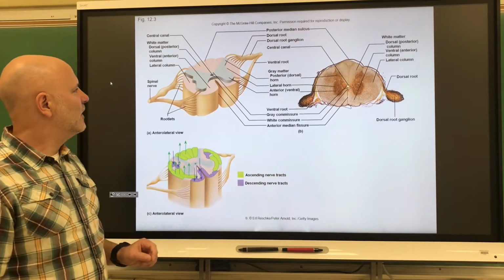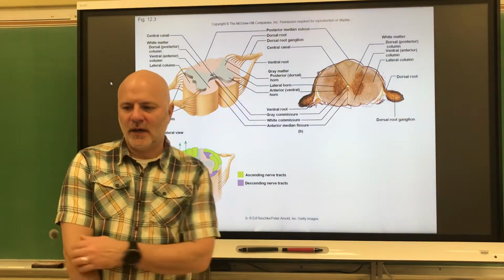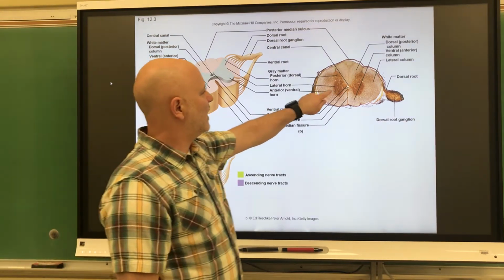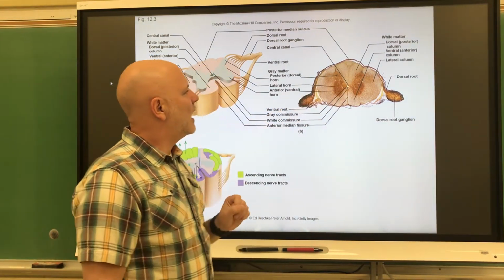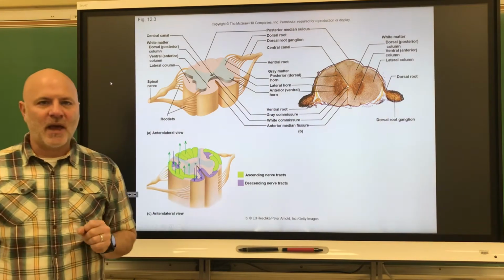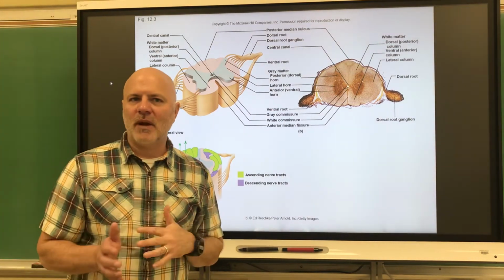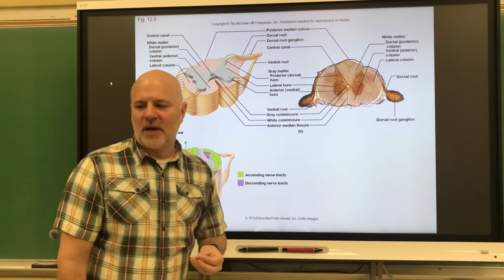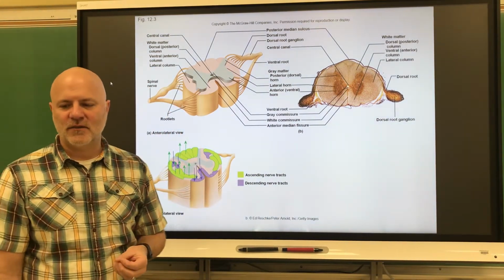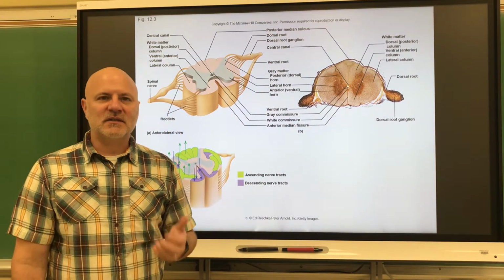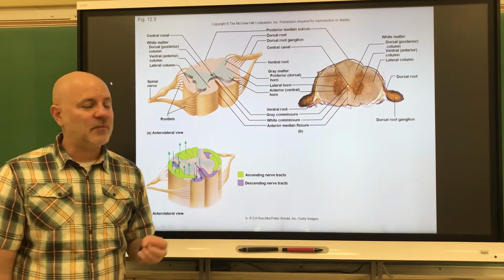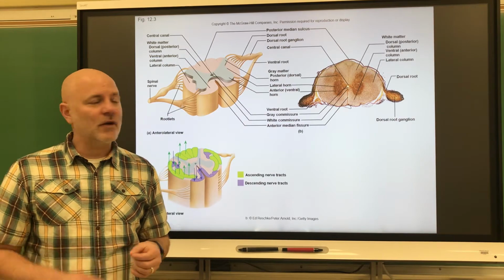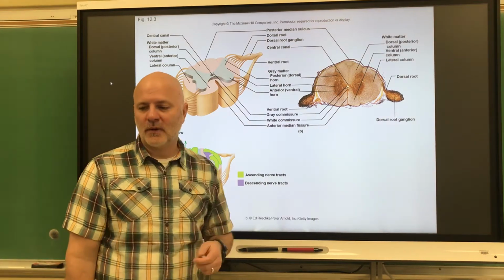If we look at this cross-section of the spinal cord, we see this butterfly-shaped structure, and that is where the gray matter is. In general, gray matter has little myelin. It contains the cell bodies, dendrites, and axons of neurons. It is a site of synaptic contact between neurons, so the site of integration occurs there.